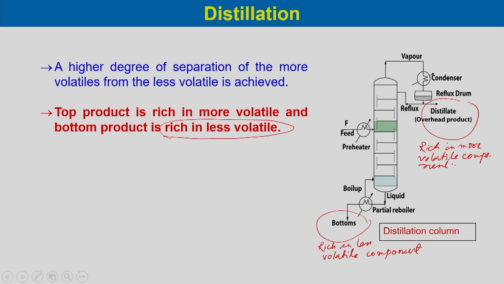So, the top product distillate will be rich in the more volatile component and the bottom product will be rich in the less volatile component.